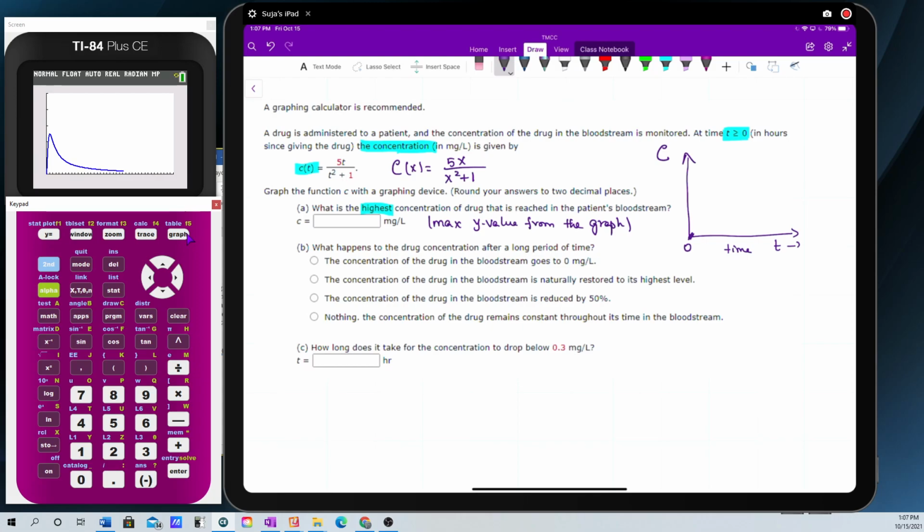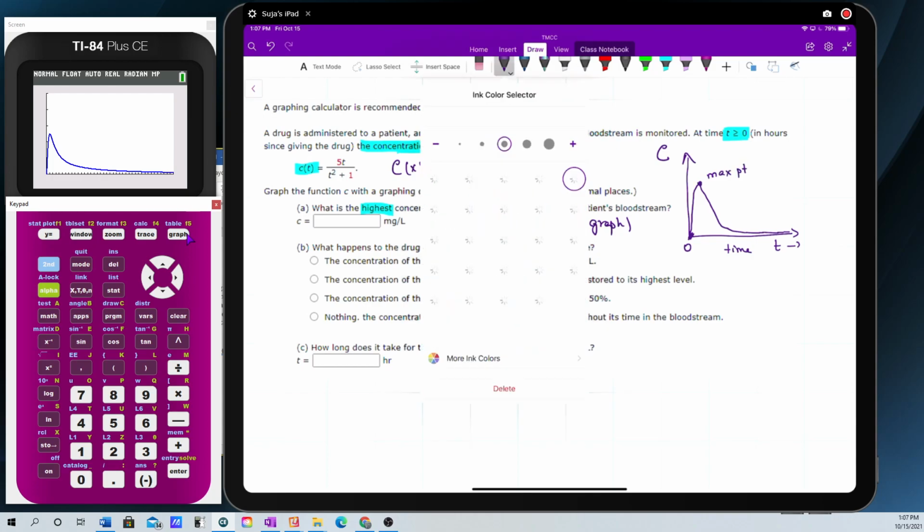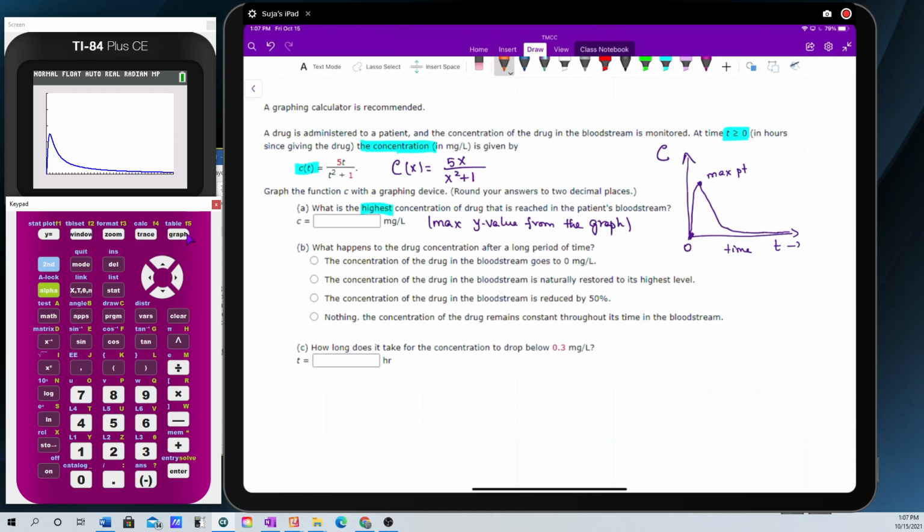Okay, so I see the graph of the function is reaching a maximum and then kind of going down like this. So this is my maximum point. If I can use my calculator to find the maximum, whatever the maximum y value is going to be my answer for A. So I'm going to use second calc, maximum.